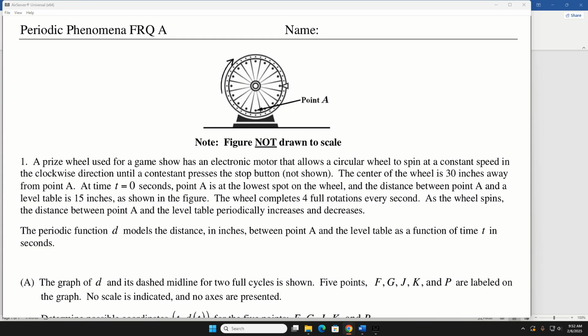Okay, so I would go ahead and start labeling some on my graph. This is going to be 30 inches.